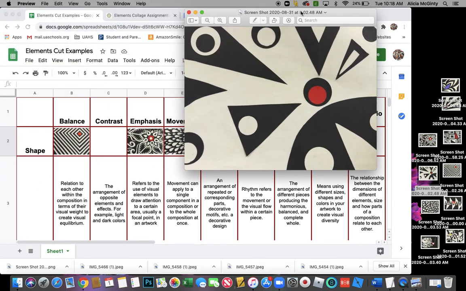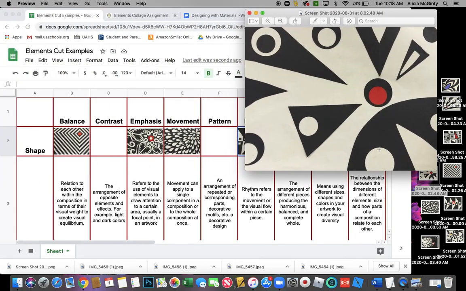This one they did a nice job of varying the different shapes. So they have some circles in here, they have some triangles, but then they also pull your eye to this red dot in the center. But again, it's not dead center. So it gives you that off balance, a little bit of interest.